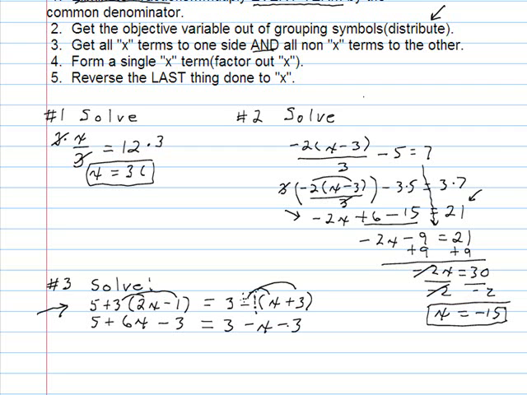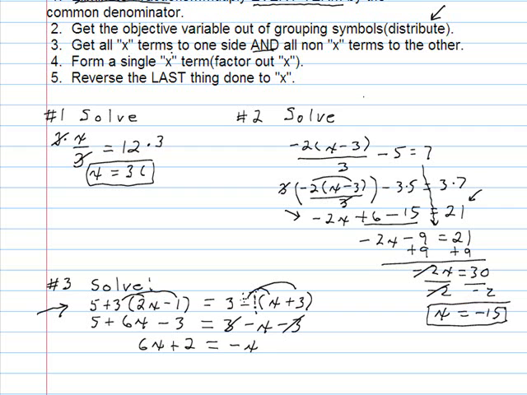Now again, anytime I get a chance, I'm going to simplify. On the left, I have 5 plus negative 3. Well, that's just 2, so I just change it to 6x plus 2. On the right, the negative 3 added to the positive 3 zeroes out, so I'm left with just negative x. And we have completed step 2, get the objective variable out of the grouping symbol.